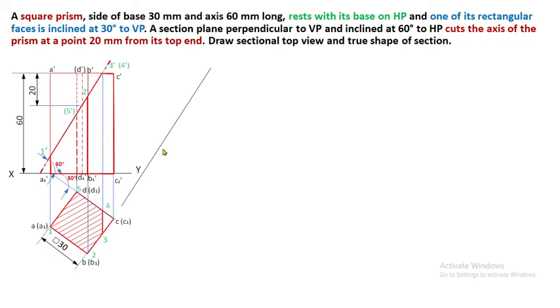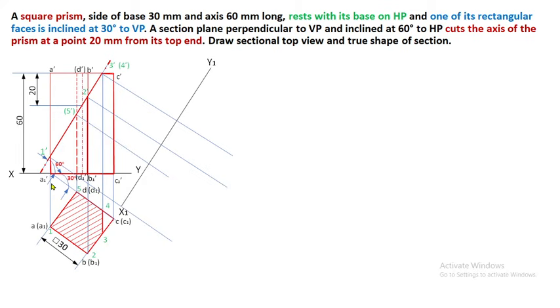Now what I can do is draw a new reference line, x1 y1, which is exactly parallel to the section plane. If you measure the inclination of this line, it should make 60° with xy. Now you can extend perpendicular projectors, at 90°, from all the cutting points of the section plane, 1 dash, 2 dash, 5 dash, 3 dash, all the cutting points.